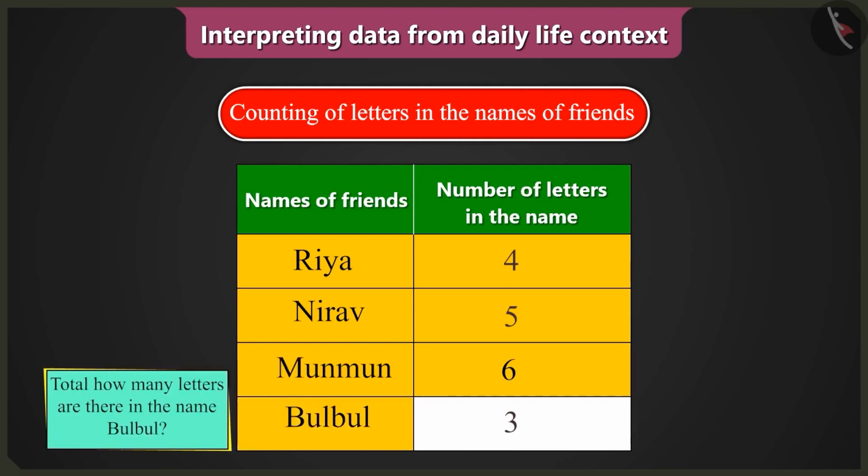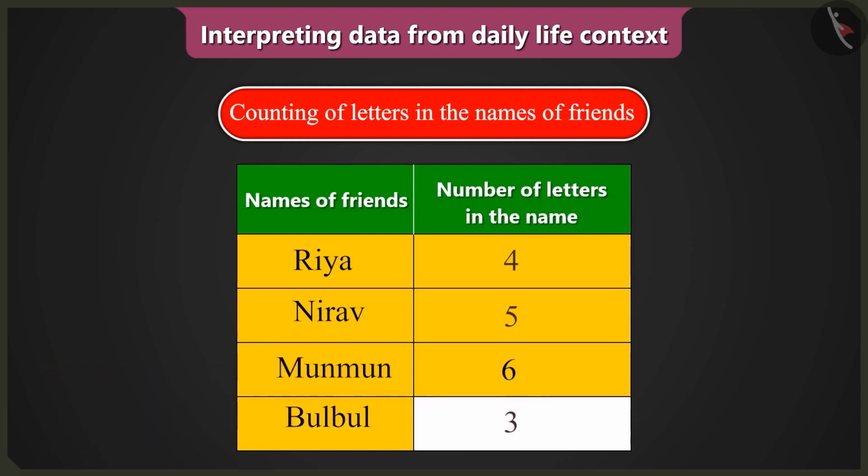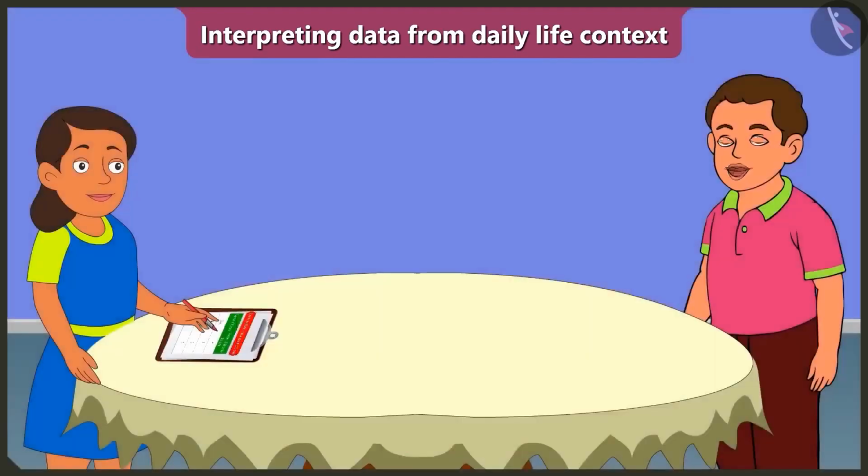Now tell me, how many letters are there in the name Bulbul? There are a total of 6 letters, not 3. Well done, Bubbly. Thank you.